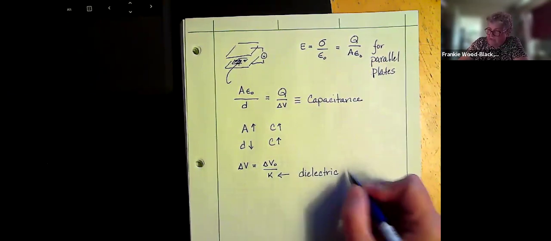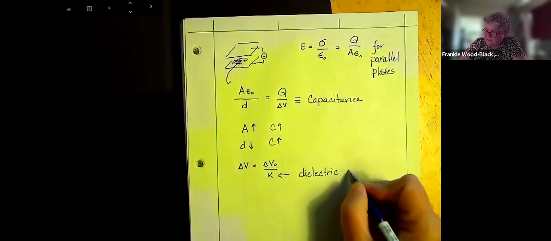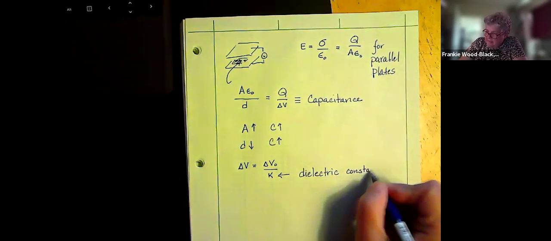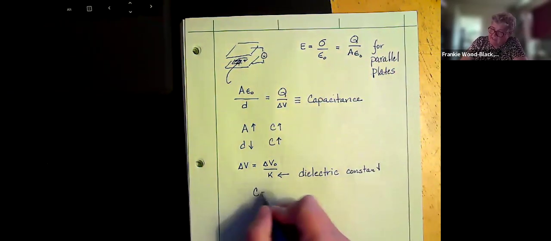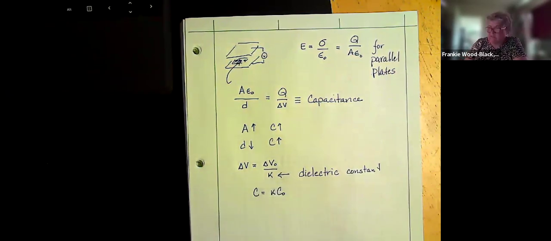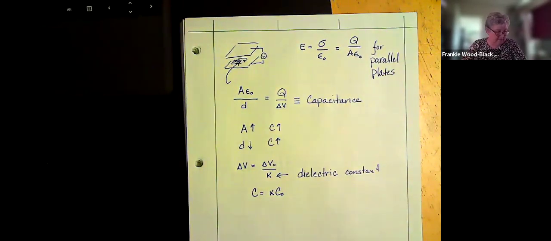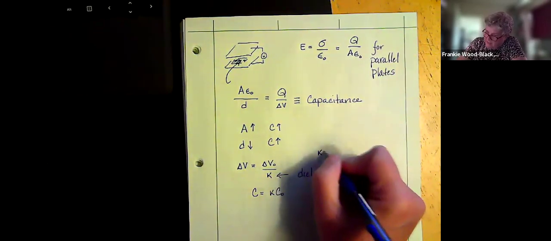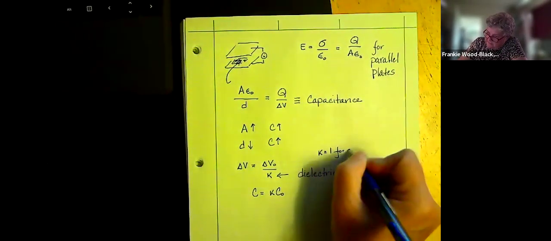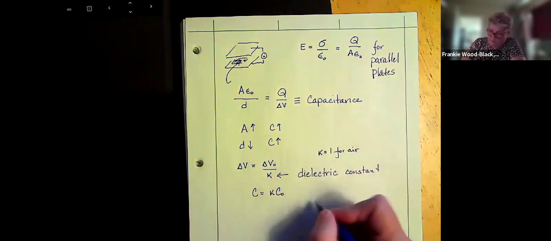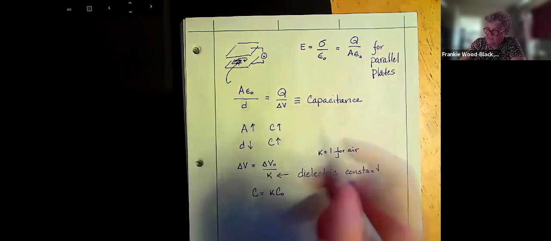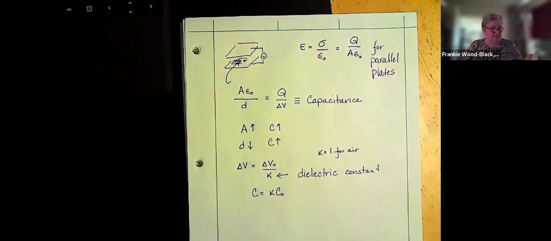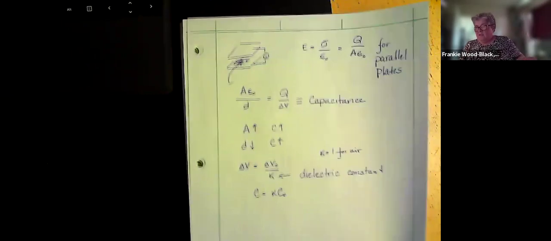So I can modify my device based on my dielectric constant. And then my new capacitance is the dielectric constant times where it is with an open space. K is equal to 1 for air. And the more general form for this would be to add that K to it. So let's get to looking at putting these things together.